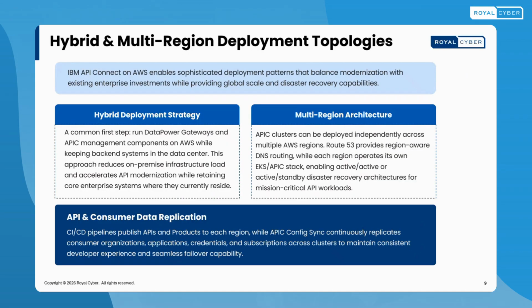Now coming to hybrid and multi-region deployment topologies. Enterprises rarely move everything at once, as we are all aware. It is all a step-by-step process. A common strategy is a hybrid deployment: gateways and management on AWS, while the backend systems still remain on-prem. For a global scale, multiple AWS regions can run independent API Connect clusters. Route 53 provides region-aware DNS routing. Config sync replicates the organizations, applications, credentials, and subscriptions. This supports active-active or active-standby disaster recovery as per the organization standard. It can cover both.